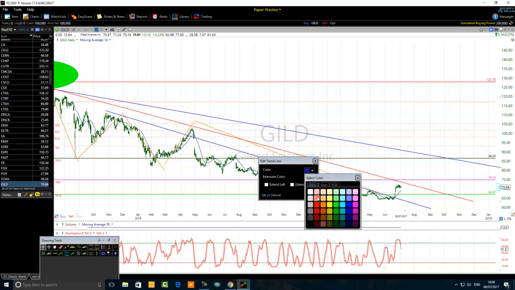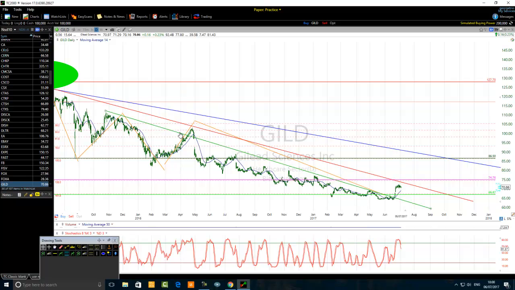Which color should I use now? Okay, let's use dark green. Pay attention to that trend line on the daily chart. This is the signal time frame for the monthly chart. It breaks above it nicely, but it's still below that red trend line. So there is no signal yet.